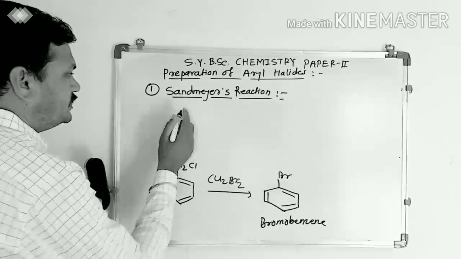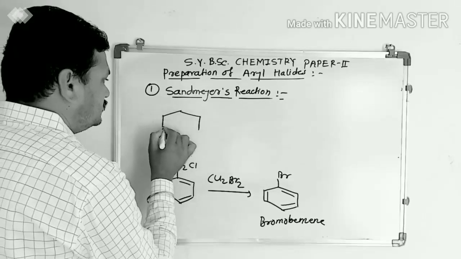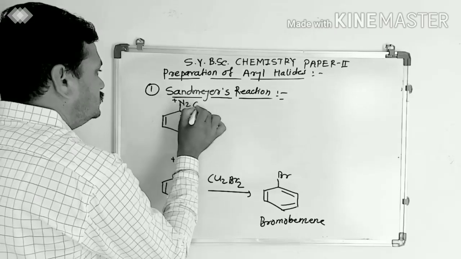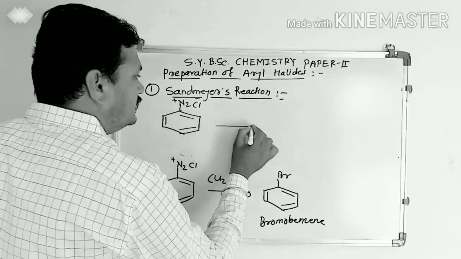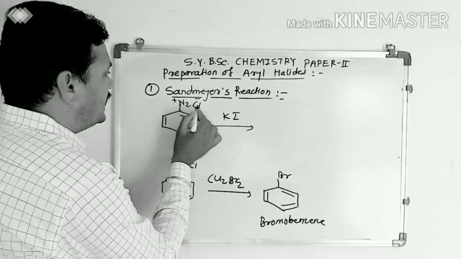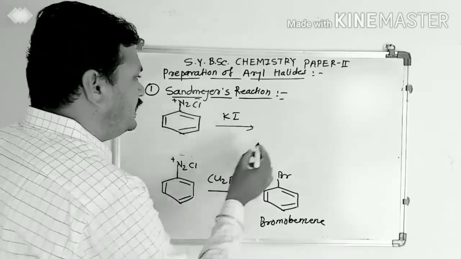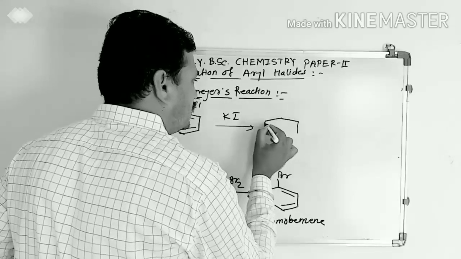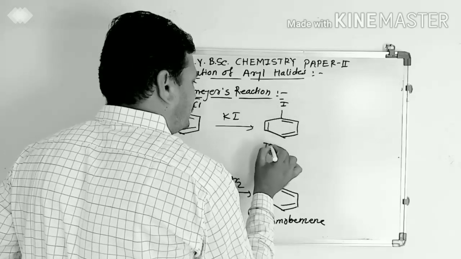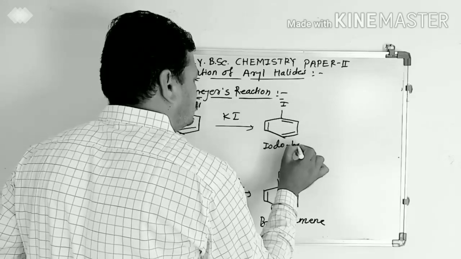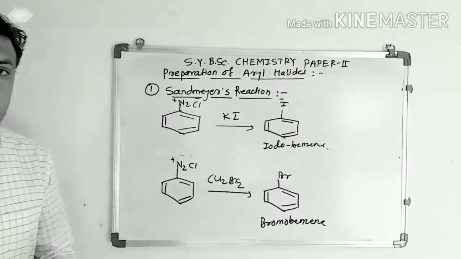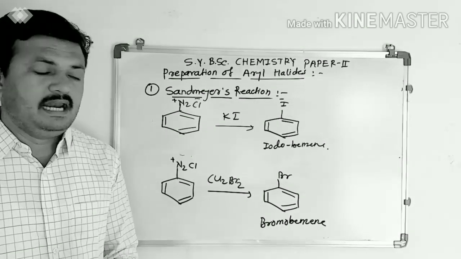Similar for the preparation of iodobenzene, this diazonium N2 Cl minus, diazonium salt is treated with potassium iodide, then replacement of this diazonium group by this iodine takes place and we get the product, it is iodobenzene. It is one of the methods for the preparation of aryl halides.